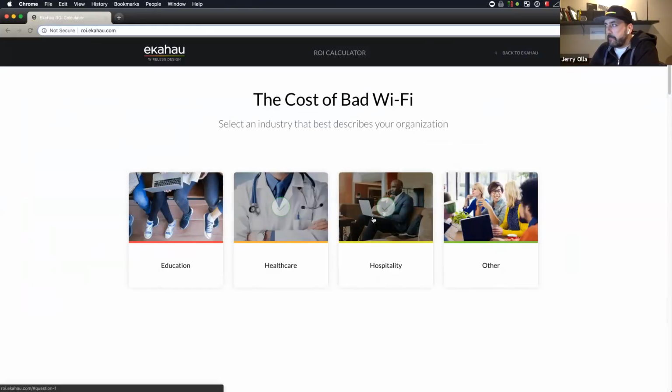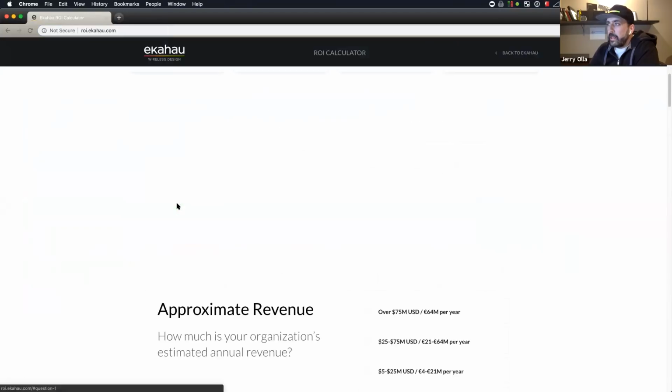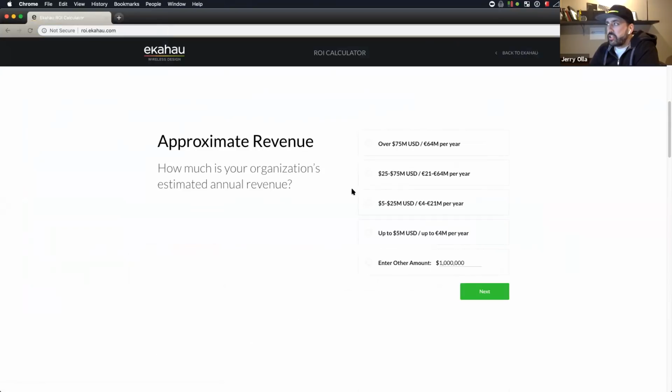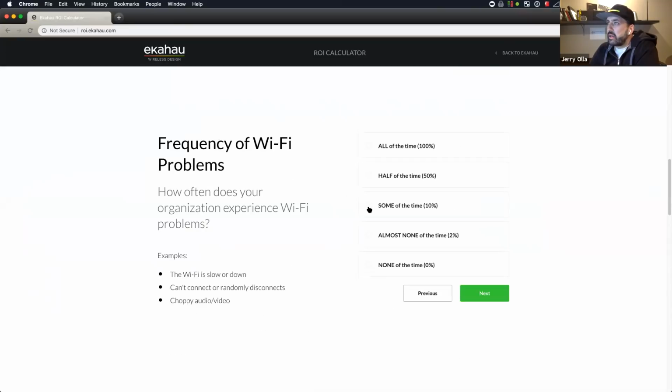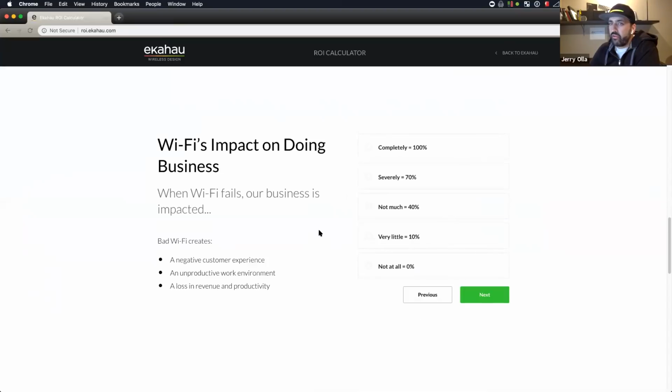So let's take education here, and we're going to say in the education organization that I work in, our approximate revenue is in the 5 to 25 million range. And we've got a frequency of our Wi-Fi problems. We don't have a ton of problems, but they definitely come up. So about 10% of the time, we have some downtime, we have some complaints. People complain about the Wi-Fi being slow. So it's not perfect, but the majority of the time it does work.